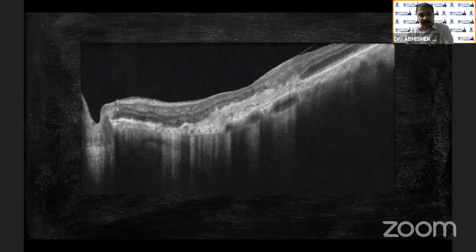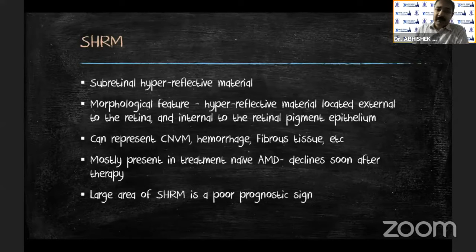Okay. This is what Dr. Darius had referred to in his talk. If you can see, there is an outer retinal hyperreflective band. This is subretinal hyperreflective material, or SHRM. This is a morphological feature with no direct pathological correlation. It's a hyperreflective material located external to the retina and internal to the RPE. This can represent CNVM, hemorrhage, fibrous tissue, etc. Mostly it is present in treatment-naive AMD. When you start treatment, the membrane shrinks and the blood goes away, so the incidence of SHRM also reduces. You see less of SHRM. If you have a very large area of SHRM or very thick SHRM, it's usually a poor prognostic sign.